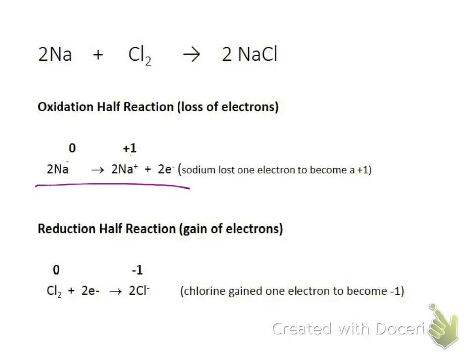It lost electrons. For the half reaction for reduction, it's gaining electrons. The chlorine went from a 0, gained 2 electrons, to go to a -1. So it gained electrons, so it's reduced. Is everybody okay with that so far?